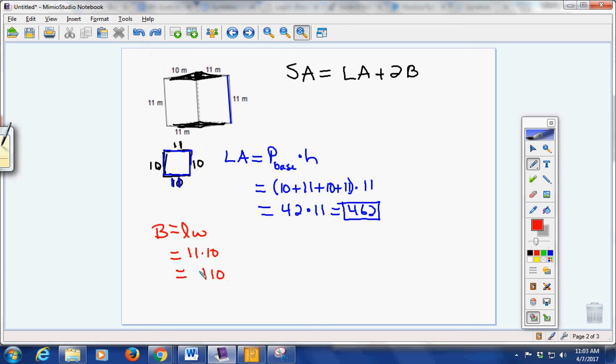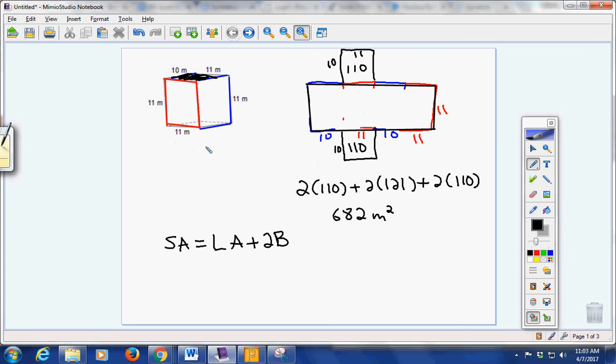By taking the time to break up those two pieces, it makes this formula really easy. Surface area equals our lateral area, which is 462, plus 2 times the area of our base, and the area of one of our bases is 110. Just typing that into a calculator, you should come up with 682, again, square meters, which is the answer we got when we did the net.